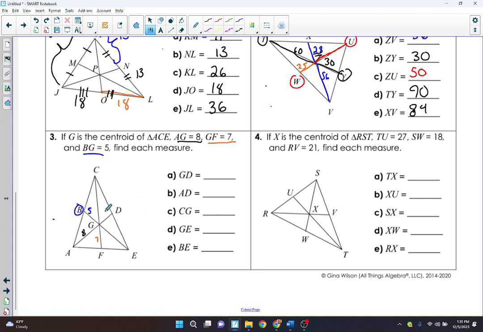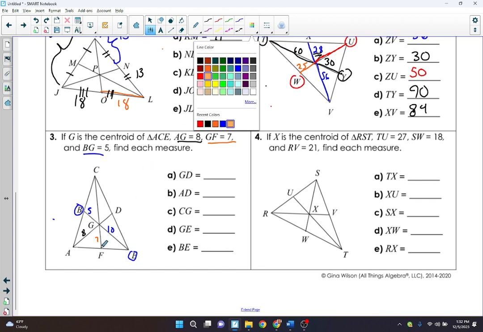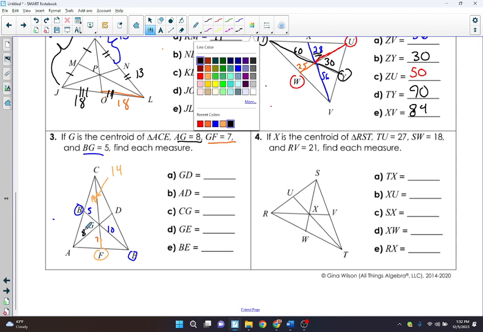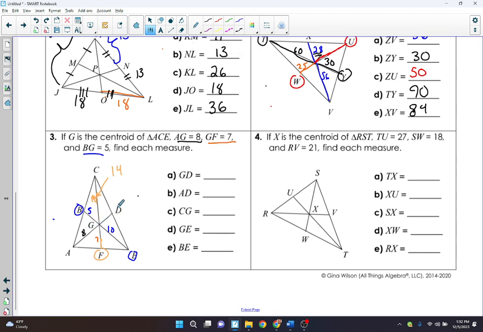Let's find each measure. So before I even look at these, I could actually fill out most of this. If I know the short side's 5 over here, then this should be the long side. So this should be 10 because that hits the corner. If I know the short side here is 7, then I know the long side should be twice that. So that's 14. So CG is 14. I'm going to draw an arrow, 14. And then if this one's 8, then GD is the short side because it hits the wall. So this is the long side. AG is 8, so this one's 4.